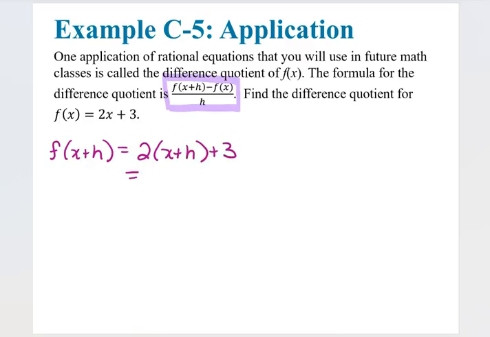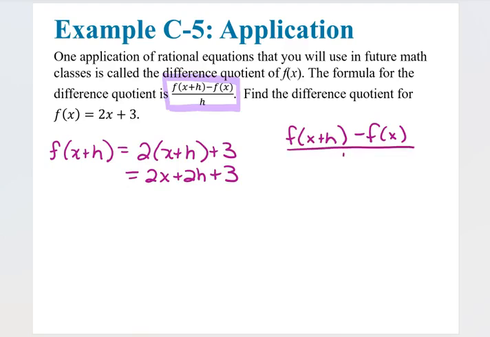So that tells me f of x plus h is 2x plus 2h plus 3. Okay, so now I'm going to put it into this rational equation. So we're going to start with f of x plus h. We're going to subtract the function f of x, and then we're going to divide everything by h.